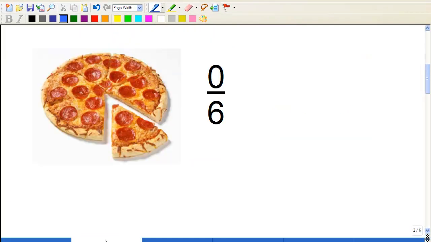Here we have a zero in the numerator. Let's remember what a fraction is actually telling us. The bottom number, the denominator, tells us how many pieces are in all. In this example, you can see that this pizza has been cut into 6 slices, and that's what the number on the denominator tells us. The numerator tells us how many, in this case, how many we've eaten, how many out of all of the pieces we're talking about.